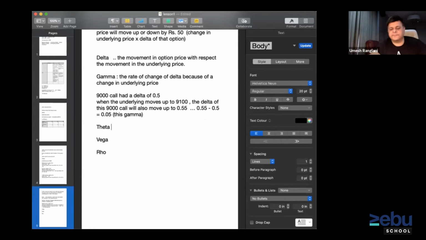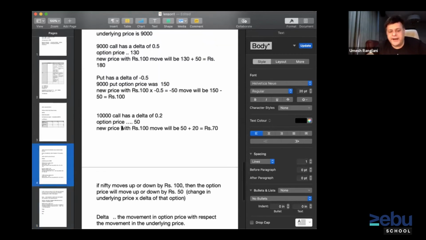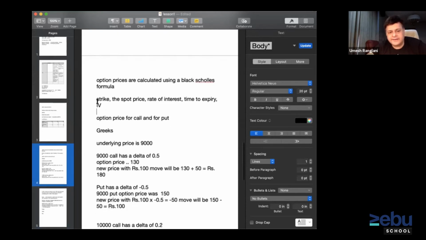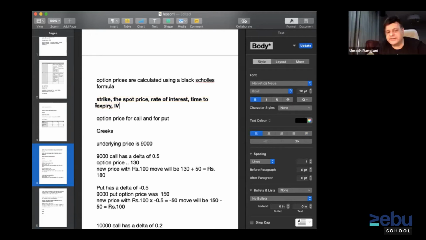Now theta. Like I said, the calculation of option price, because of Black-Scholes, takes all of this: strike, spot price, rate of interest, time to expiry. So this time to expiry is an important concept. It is like writing an insurance policy.